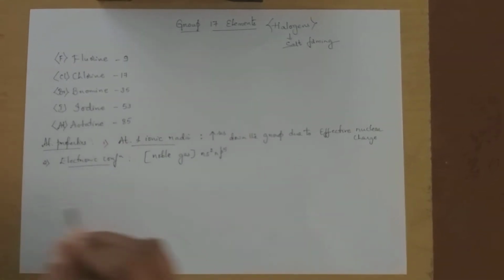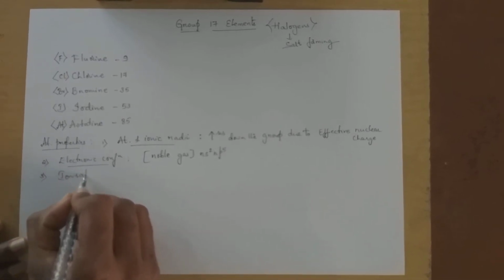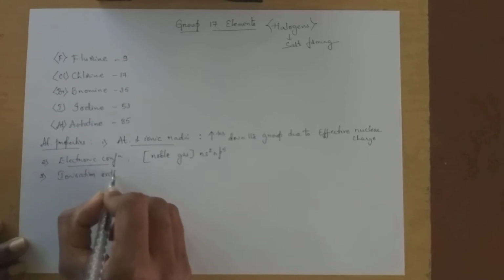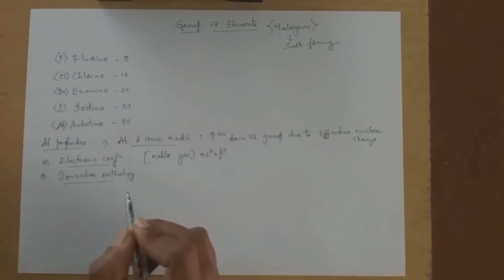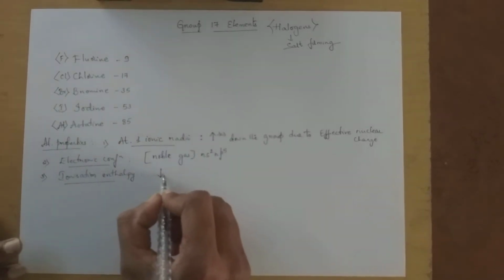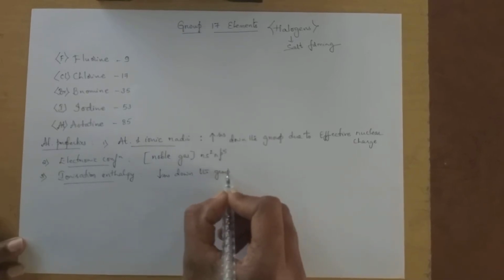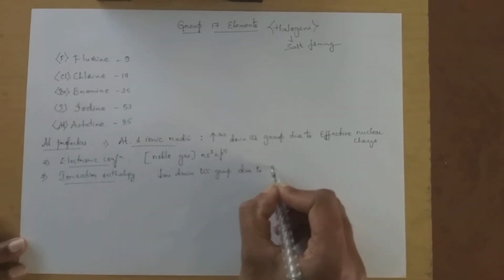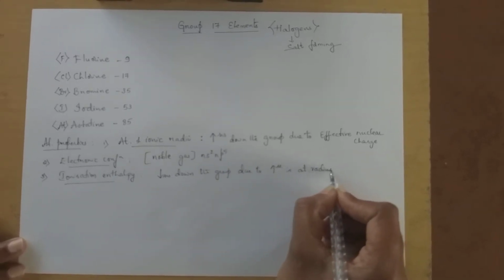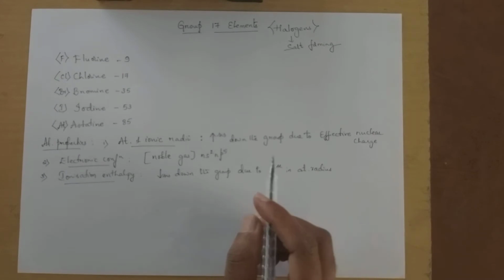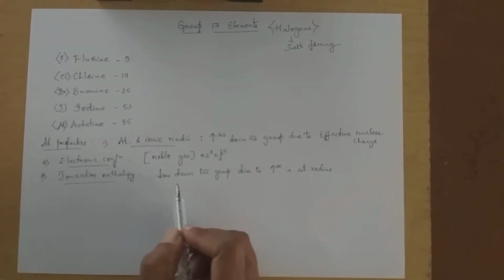Then coming to ionization enthalpy. So ionization enthalpy decreases down the group due to increase in the atomic radius. Okay na? So as you already know, there will be an increase in the atomic radius down the group. For that reason ionization enthalpy decreases.